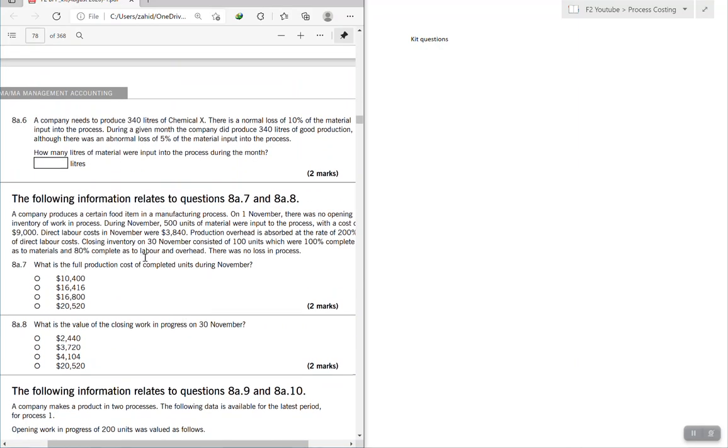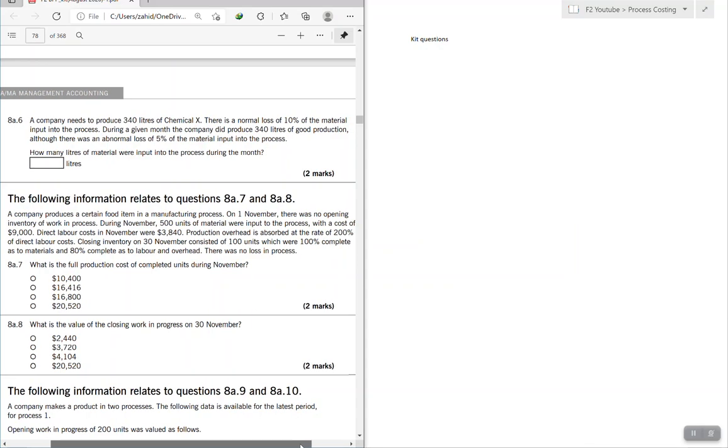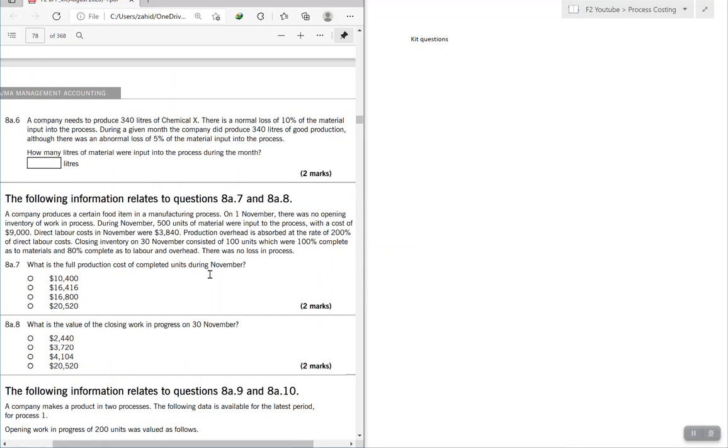A company produces a certain food item in manufacturing process. On 1st November, there was no opening inventory of work in progress. During November, 500 units of material were input into the process with a cost of 9,000. Direct labor costs in November were 3,840. Production overheads is absorbed by the rate of 200% of direct labor cost. Closing inventory on 30th November consisted of 100 units, which were 100% complete as to material, 80% complete as to labor and overheads. There was no loss in process.